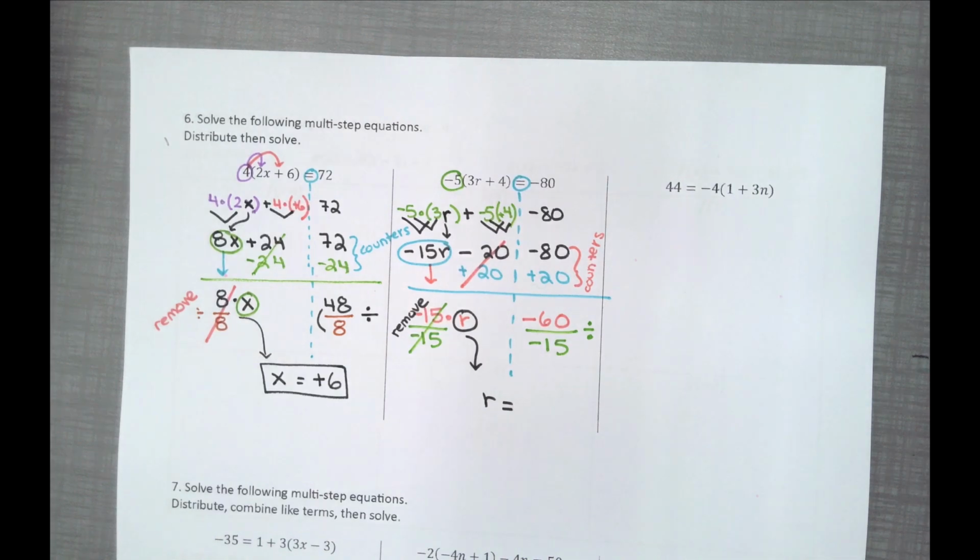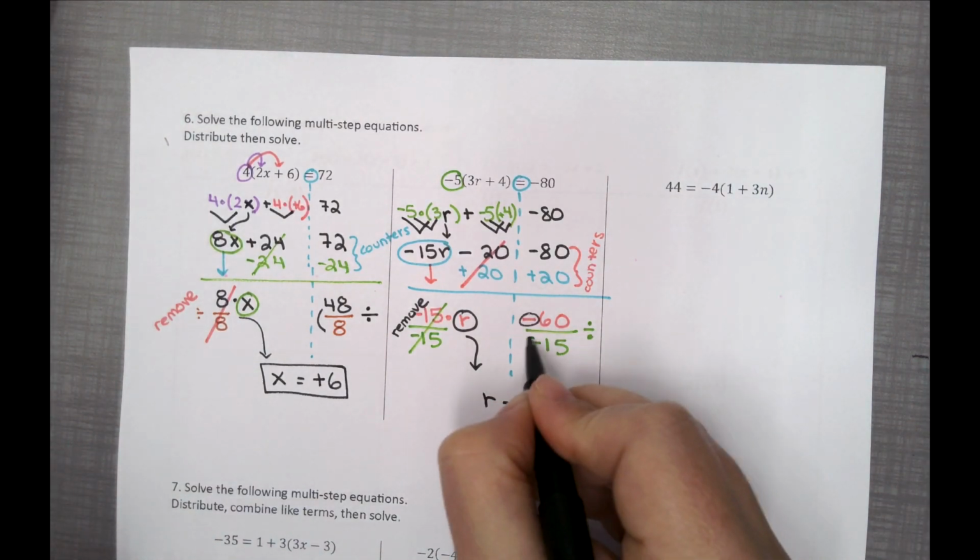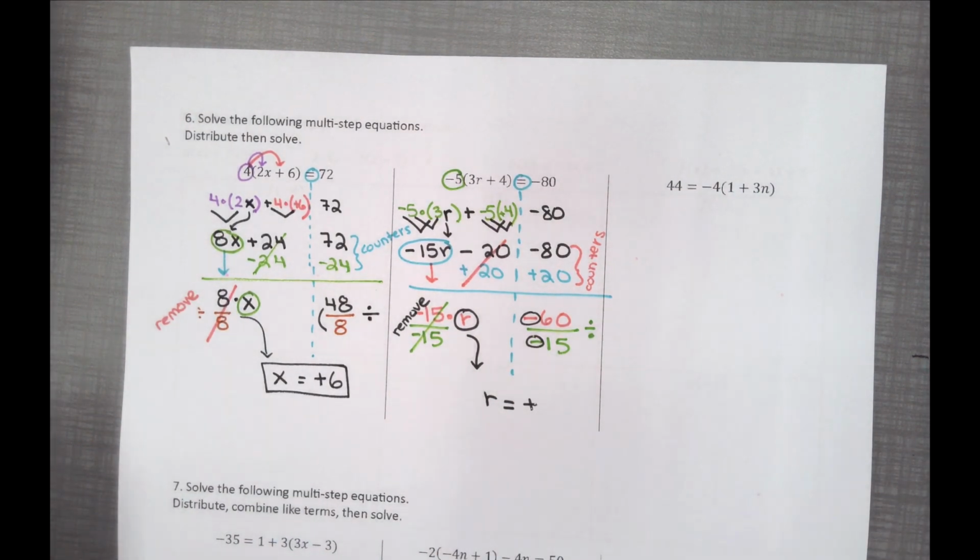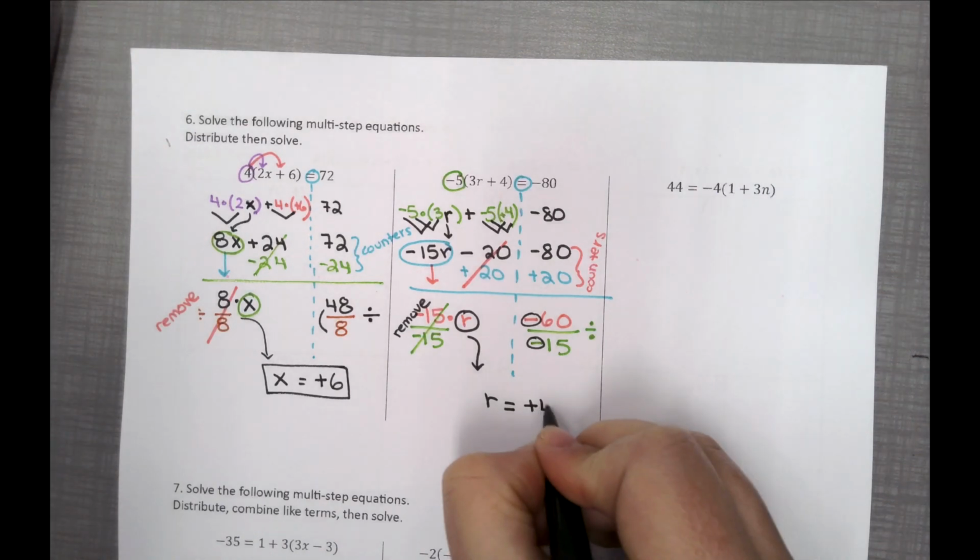And here we have same or different. This is same. So that means our answer is going to be positive. And we have 60 divided by 15. If we take a look at our multiplication table, that will give us 4, a positive 4.